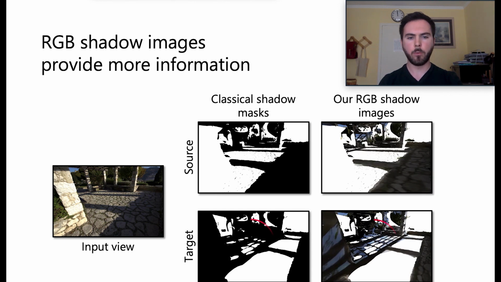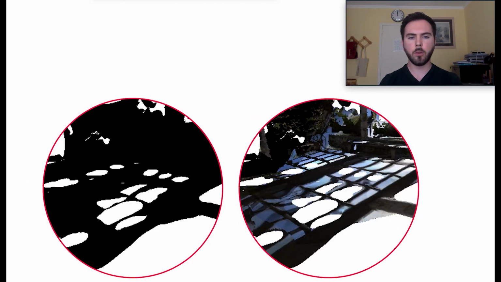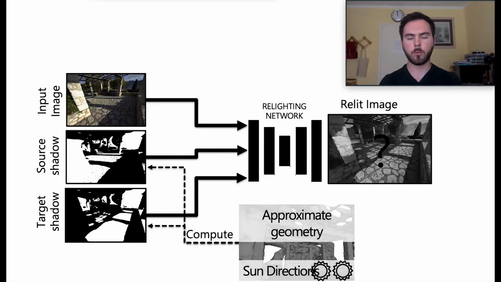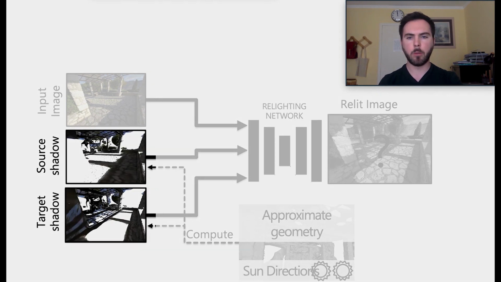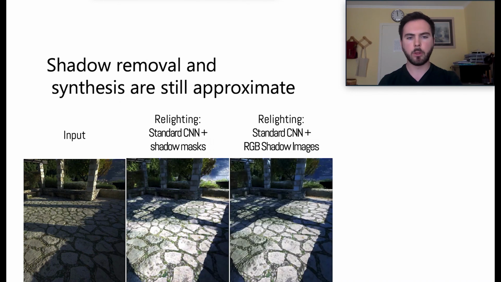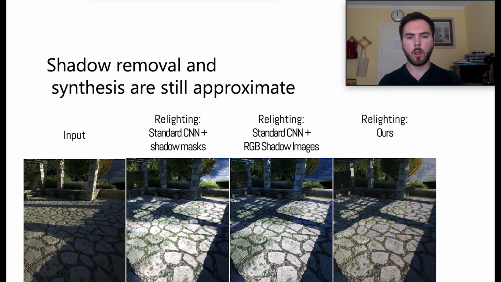Here, we show this information on a real scene. As you can see on the right, the RGB version contains information that can help the network refine the shadow mask. If we directly replace the source and target shadow masks with our RGB shadow images, we already get an improvement in terms of quality. The synthesis is less rough than without the RGB version, but is still not perfect.